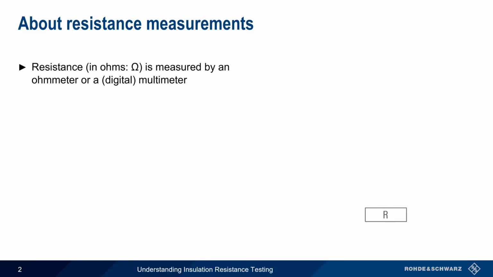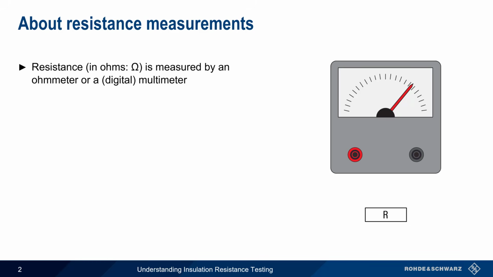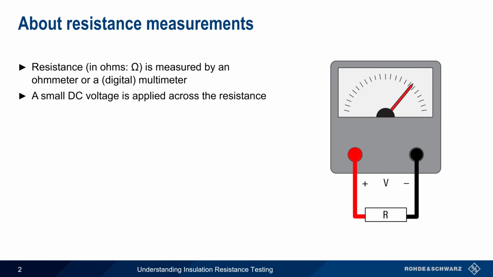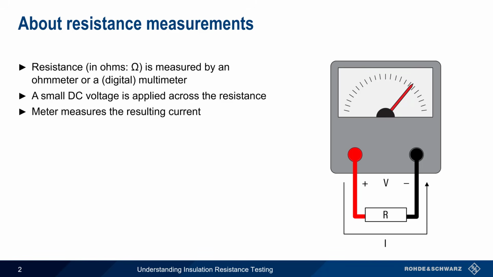Resistance with units of ohms is usually measured using an ohm meter or an analog or digital multimeter. This is done by applying a small DC voltage across the resistance and then measuring the resulting current. Ohm's law can be used to calculate the resistance.